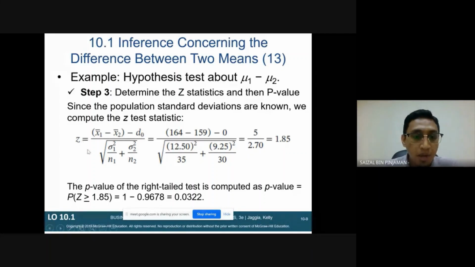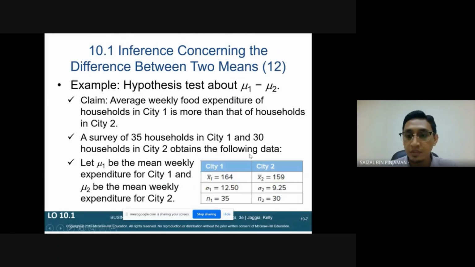So divided by the square root of variance for population 1 over sample size city 1 plus variance for city 2 over sample size city 2. So 164 minus 159. These pieces of information are obtained from this same table here. 164 minus 159 minus the hypothesized difference that is equal to 0.